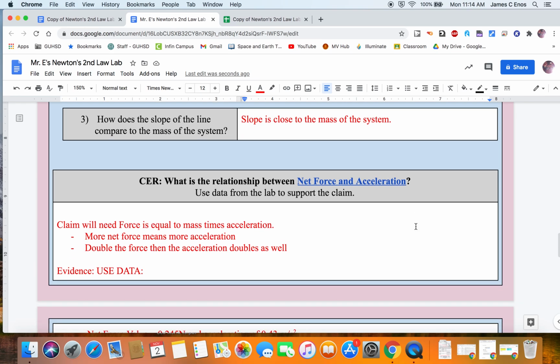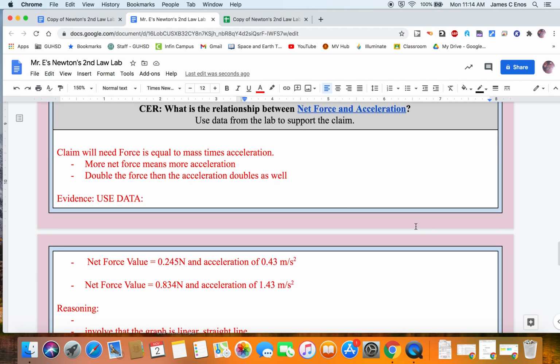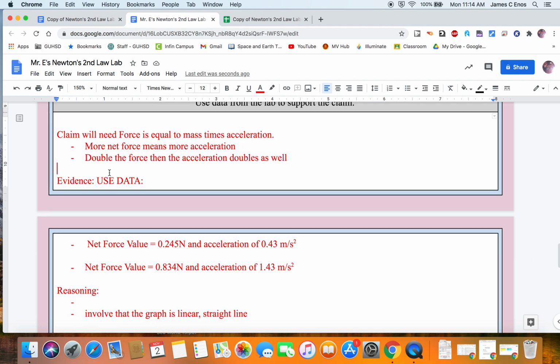When we get to the CER, we're trying to answer this guiding question: what is the relationship between net force and acceleration? Your claim will need to have something about force being equal to mass times acceleration. More net force means more acceleration. If you double the force, then the acceleration doubles as well. And that's for your claim.